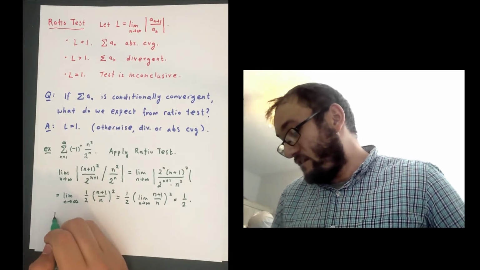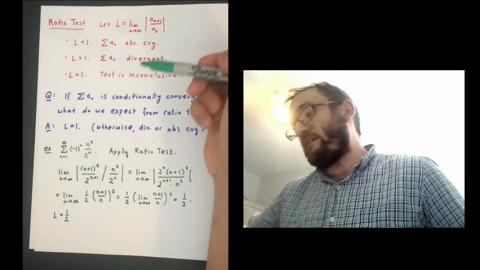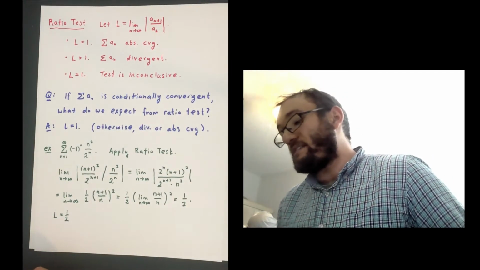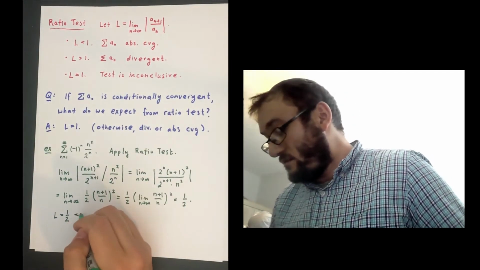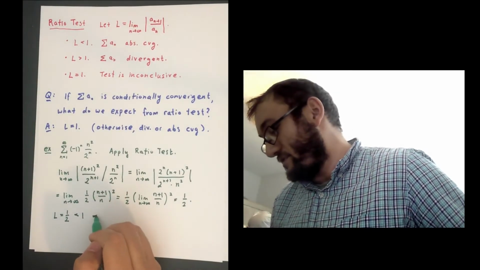Now given that L equals 1/2, I look back at the various outcomes of the ratio test, I see when L is less than 1, I can infer that this series is absolutely convergent.